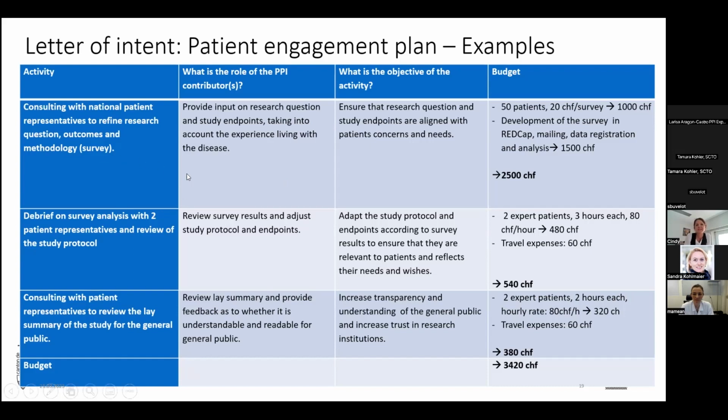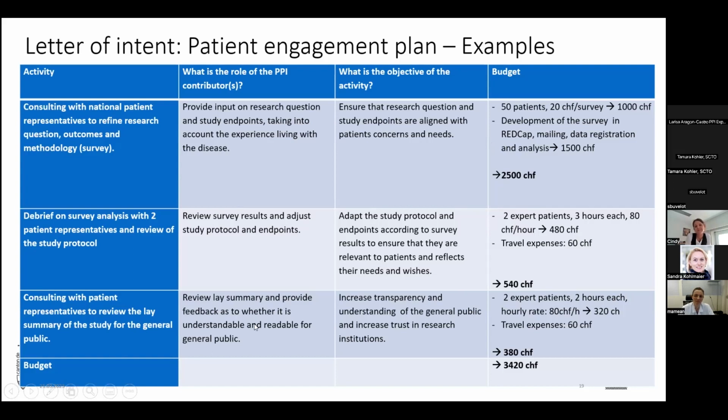For example, you can propose during the preparatory phase to send a survey to, for example, 50 patients to consult them about the research question and study endpoints, in order to be sure that they are aligned with patient concerns and needs. And this would cost 2,500 francs. Then you can ask 2 expert patients to review the survey results in order to adjust the study protocol and endpoints according to the results of this survey. And this would cost more or less 500 francs.